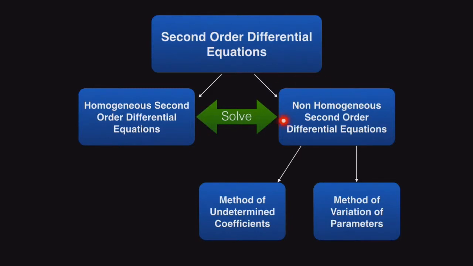Based on this, to solve the non-homogeneous ODE, we have two methods. First is undetermined coefficients, and second is variation of parameters. So basically, we are going to cover each of them.